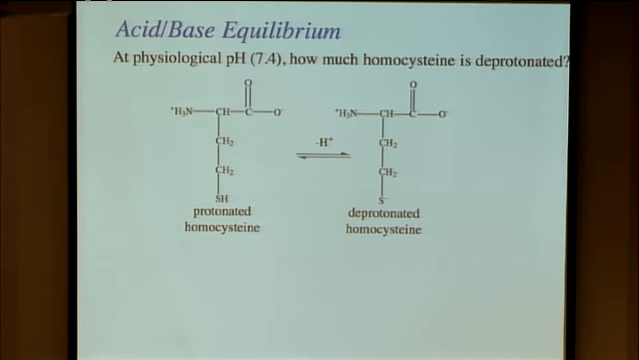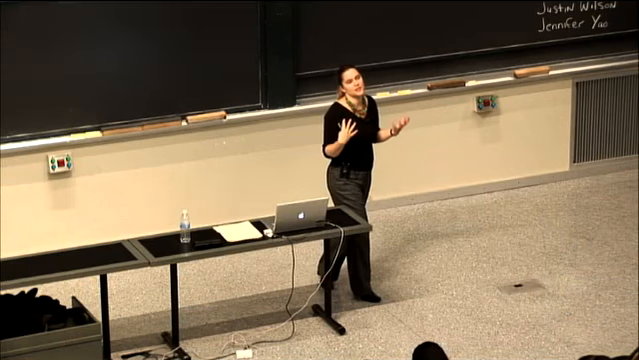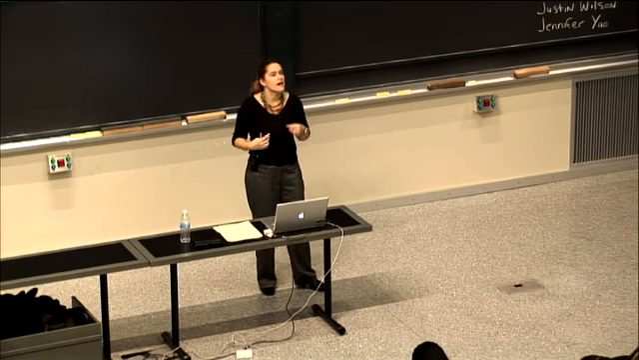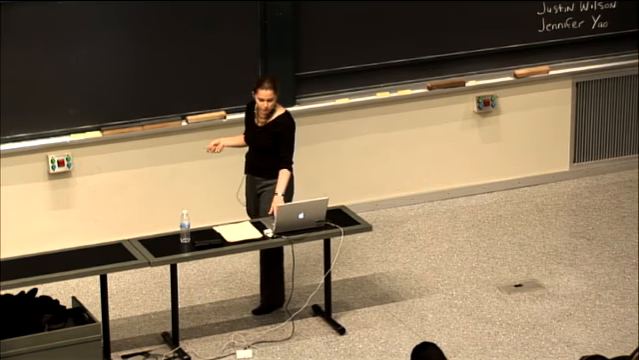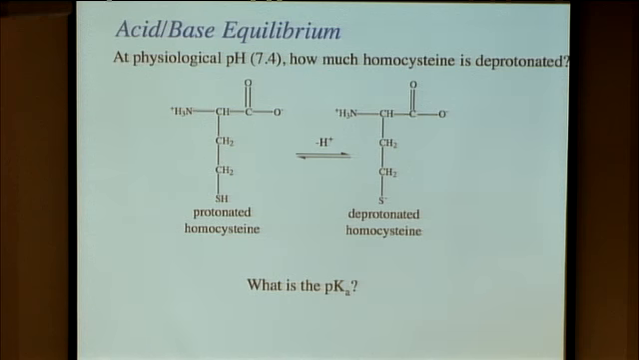And here, if you're asking how much of something is in a protonated state, how much is in a deprotonated state, what you are asking is, what is the pKa of homocysteine? That's what you need to know to figure out how much would be in the protonated state, how much would be in the deprotonated state. So here, the pKa is 10.